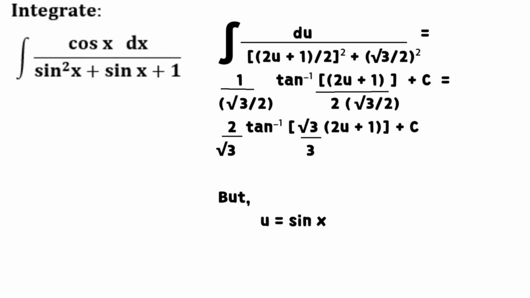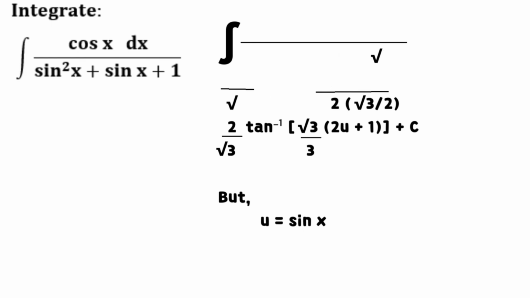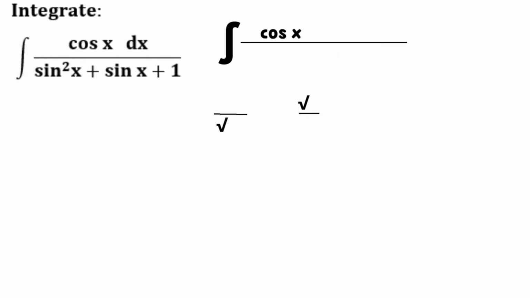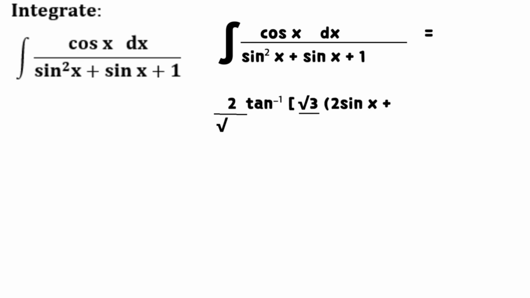After simplification of the integrated expression, recall that u equals sine x. Therefore, the integration of cosine x divided by the sum of square x and sine x plus 1 equals the product of 2 divided by square root of 3 and tan inverse of square root of 3 divided by 3 times the sum of 2 times sine x and 1 plus c, the constant term of integration.